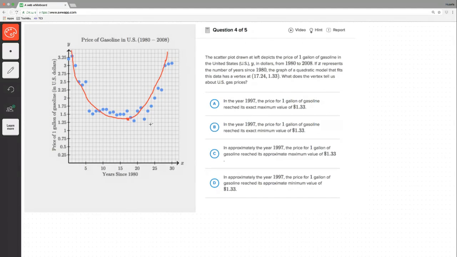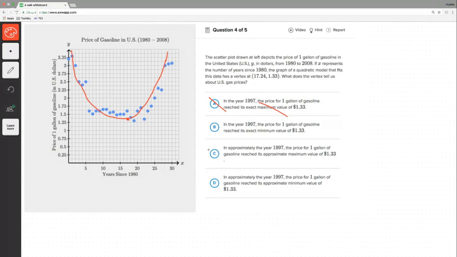And what year is that? That's 17 years after 1980, so it is 1997. They all say 1997. Exact maximum. I said no, not maximum, it's a minimum. A is out. Reach its exact minimum value of 133. I'm gonna leave this one. I'm not sure about exact, but we'll come back to that because the exact phrasing is a little weird.